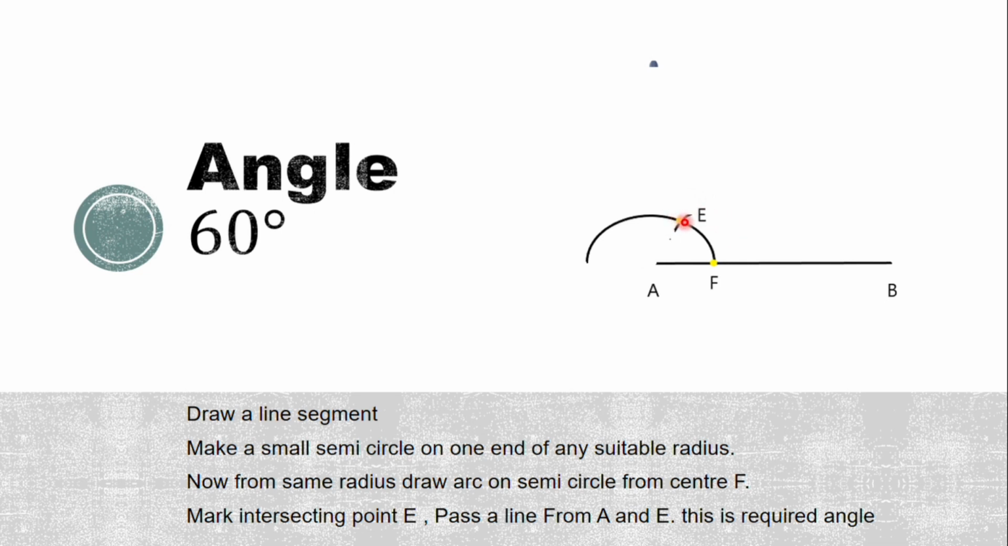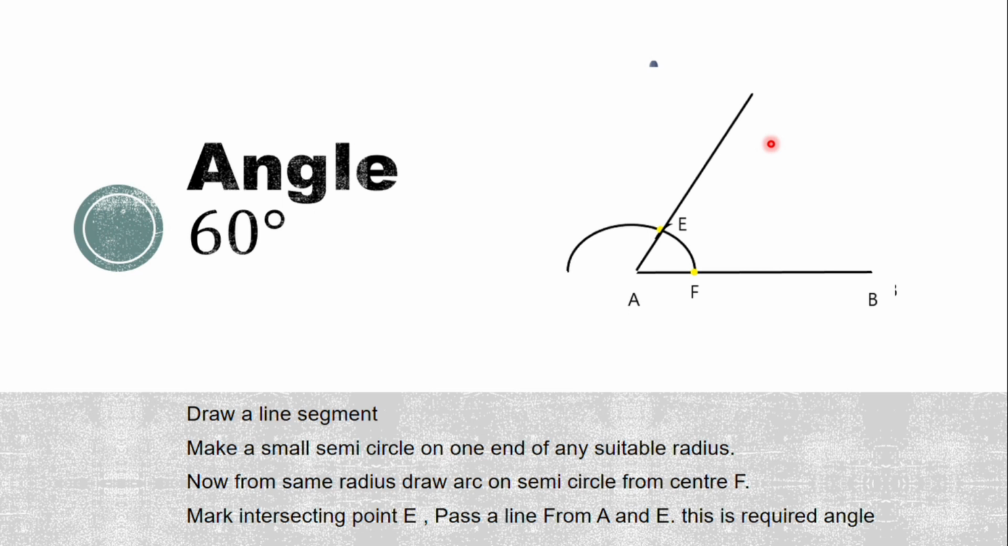Now this is a section of a circle that is equal in radius. If we have drawn a semicircle, AF is the radius, and we have marked the arcs with the same radius. That means this distance and this distance is equal. That means this part has angle of 60 degree. So if we join point A and E and extend it, it will give us an angle of 60 degree. This is very basic. Okay.